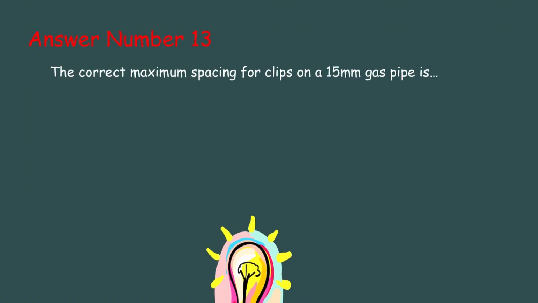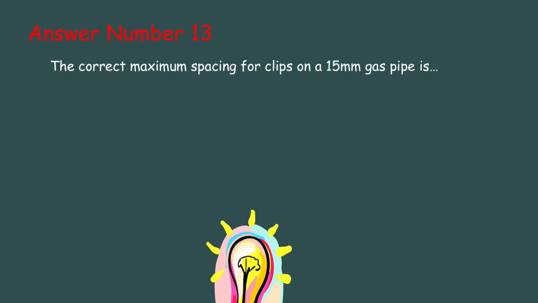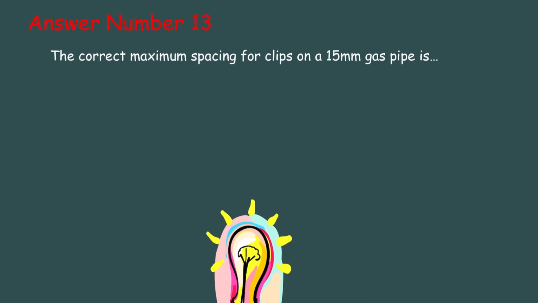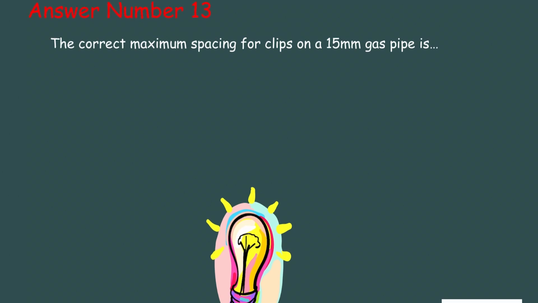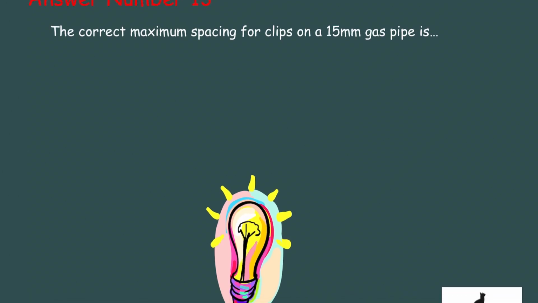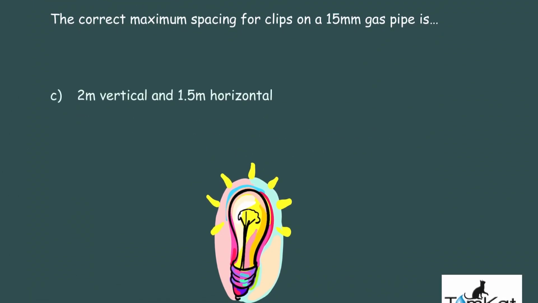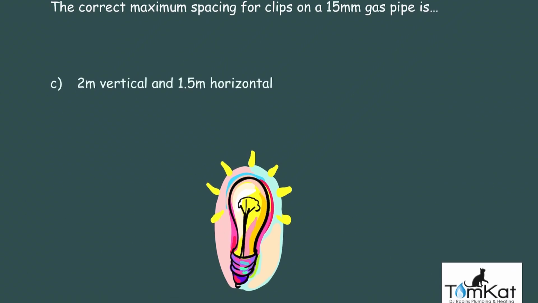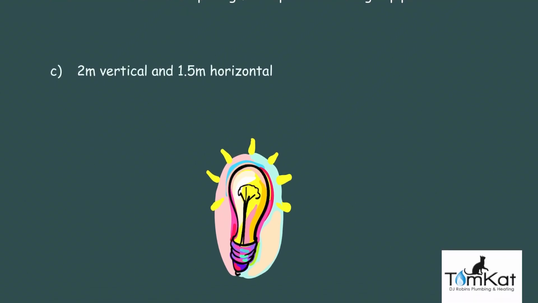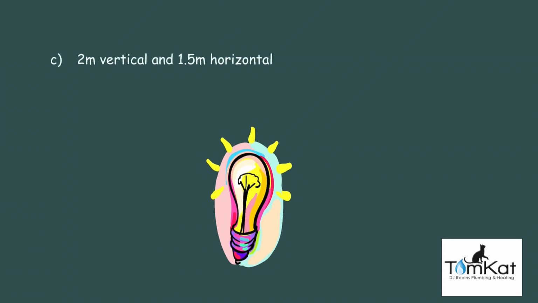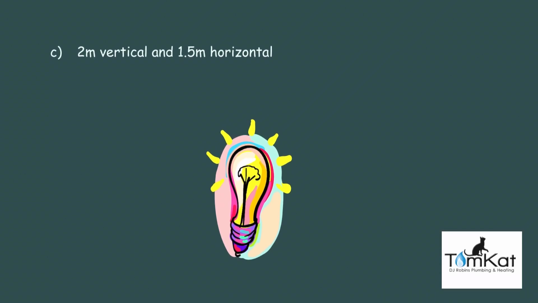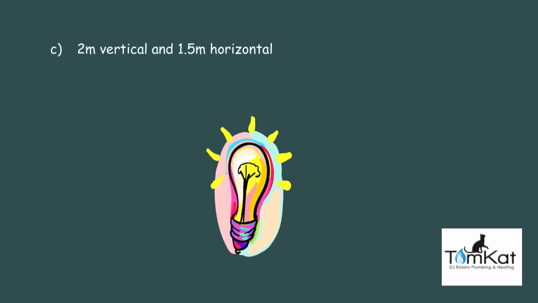Let's have a look at the answer to question 13 in part 6. The correct maximum spacings for clips on a 15mm gas pipe is... The answer was C, 2 metres vertical and 1.5 metres horizontal. And that is answer 13 in part 6.